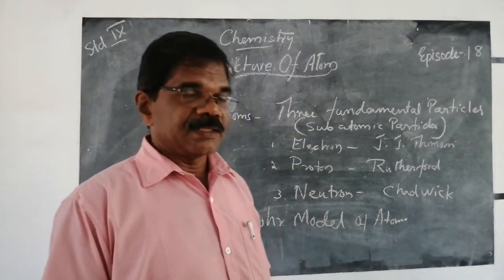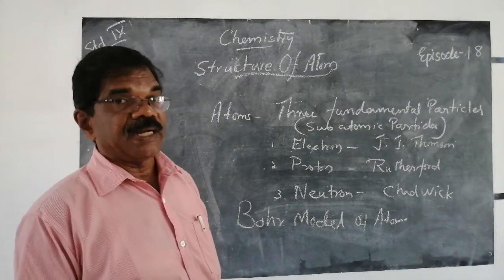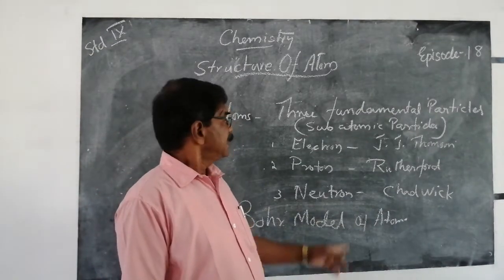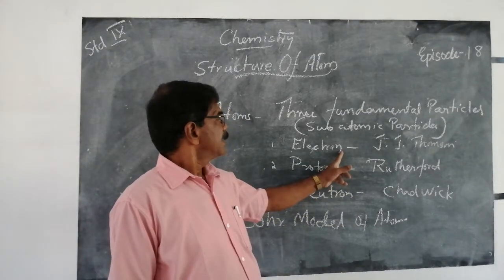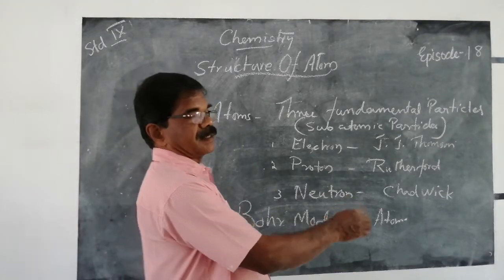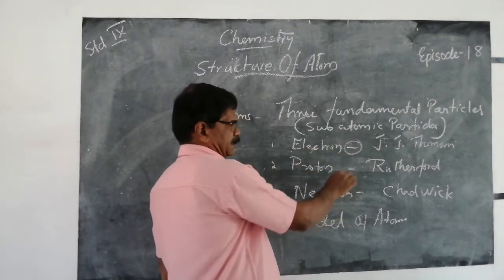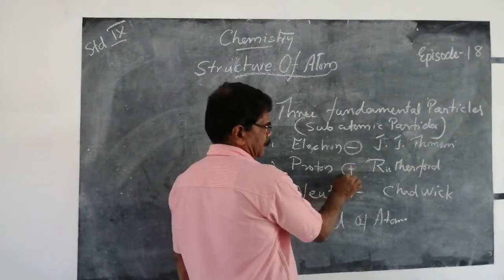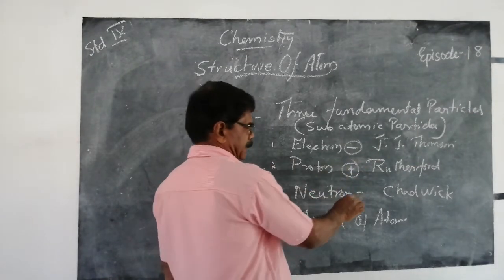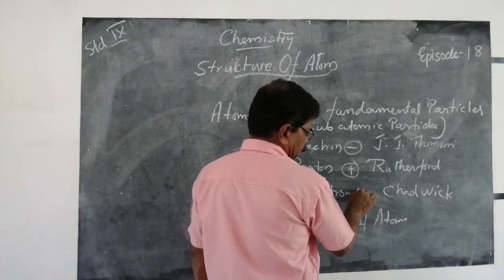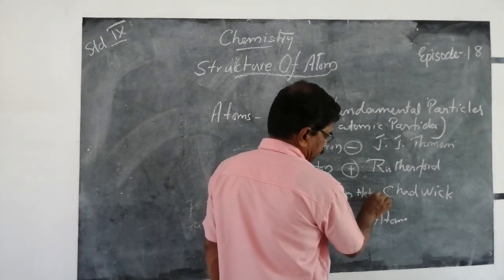Then the third thing you have to remember is their charges. The charge of an electron is negative, the charge of a proton is positive, and the charge of a neutron is neutral. There is no charge.